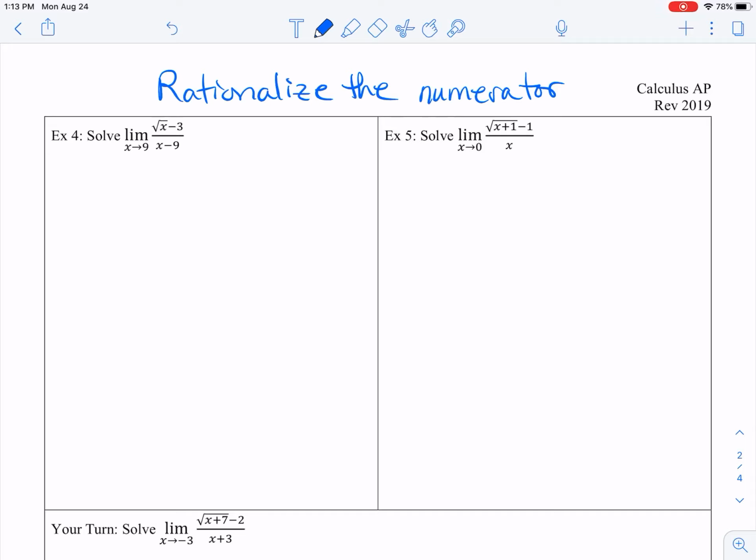Because first check, plug in 9, you get the square root of 9 minus 3 over 9 minus 9, and you get 0 over 0. Always check. You might get an answer, and you don't have to do this.